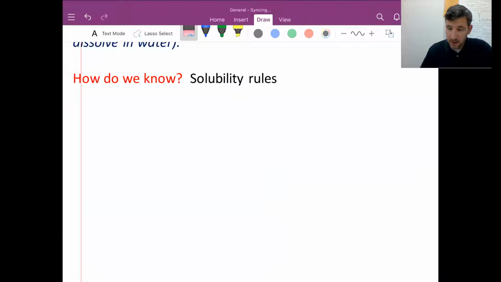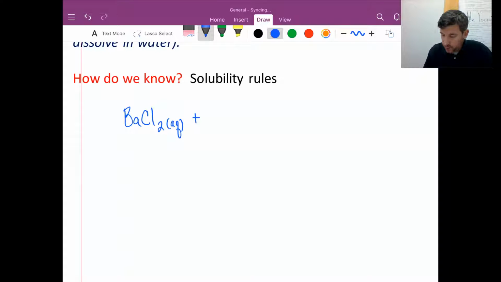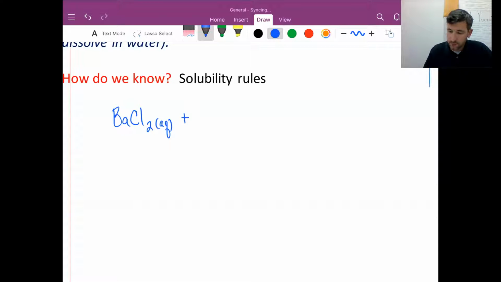Let's say we have aqueous barium chloride. And our reactants, by the way, are pretty much always going to be aqueous. So you don't have to worry about figuring out those physical states. Those are always pretty much going to be dissolved in water. So barium chloride reacting with lithium sulfate. And that's going to be aqueous.